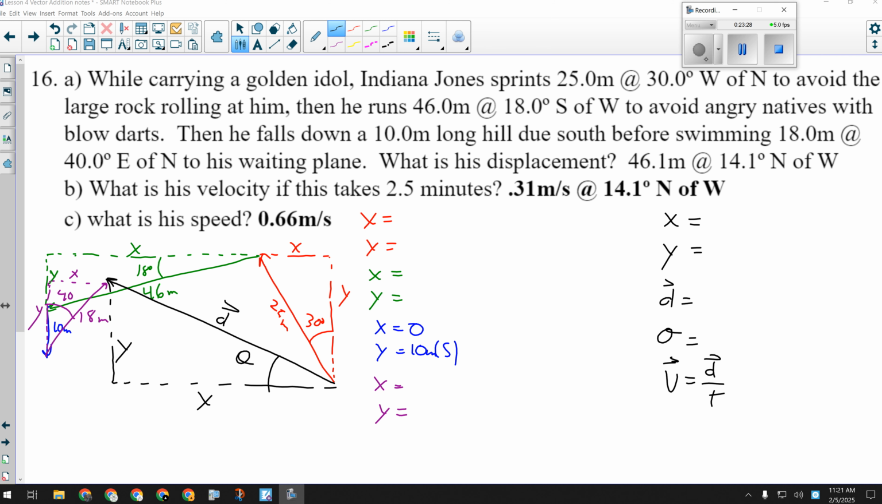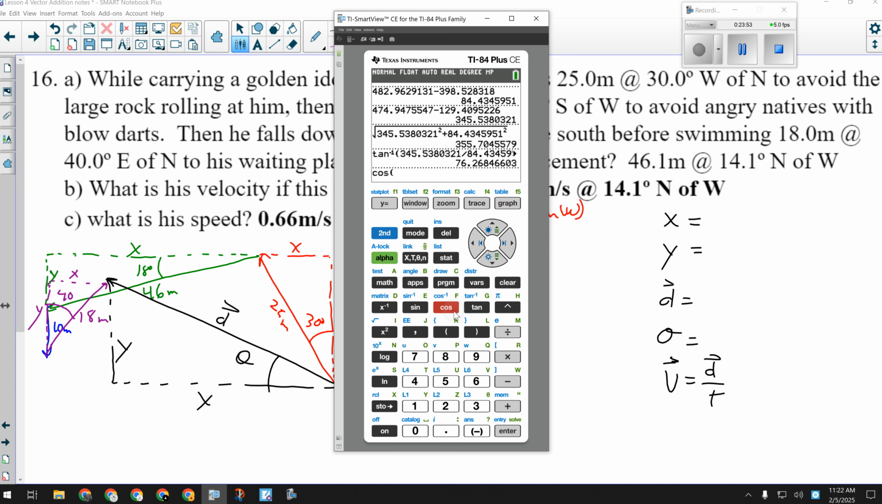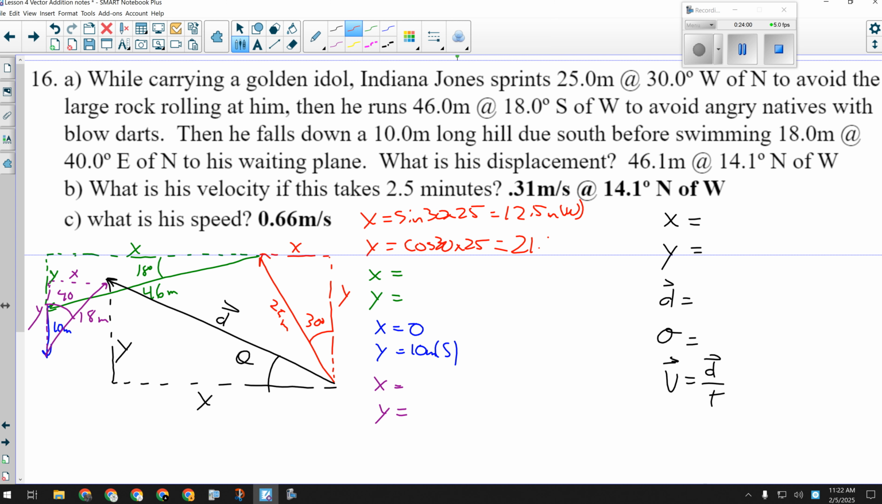Okay guys, I'm gonna start working through this one just so I actually finish it, because it's gonna take a little while. There's a lot of calculating. All right, so starting with the red triangle, we've got to find x. X is the opposite side, so that'll be the sine of 30 times 25, which is 12.5 meters west. Y is going to be the cos of 30 times 25. That one I can't do in my head. Cos of 30 times 25 is 21.65 meters, and that is north.